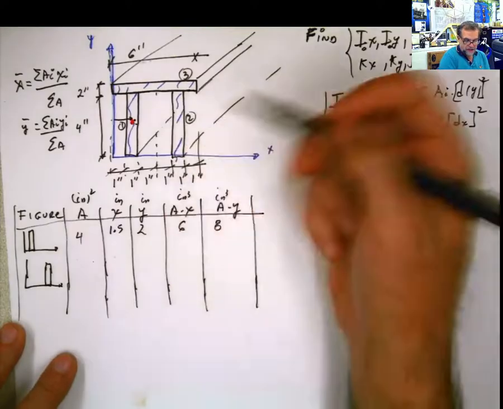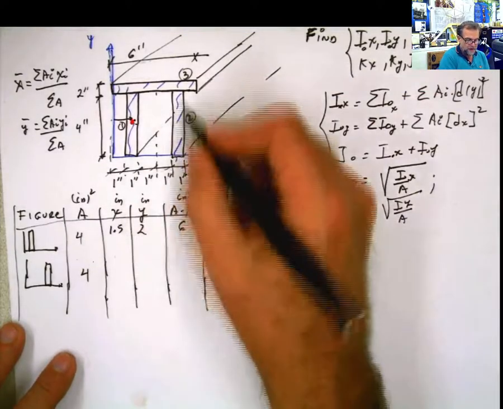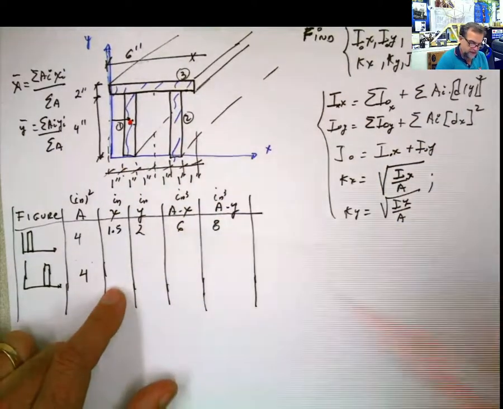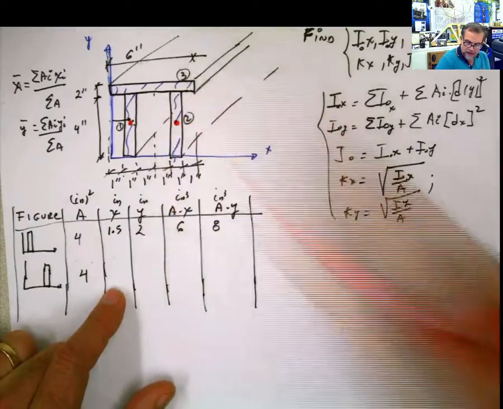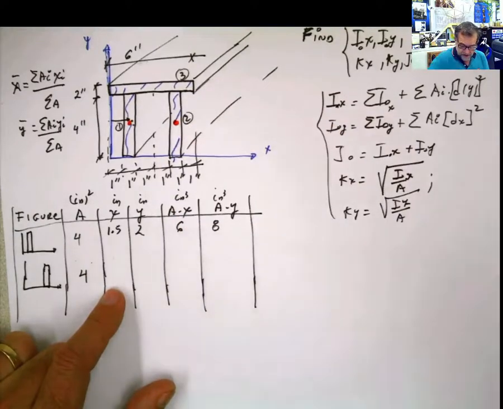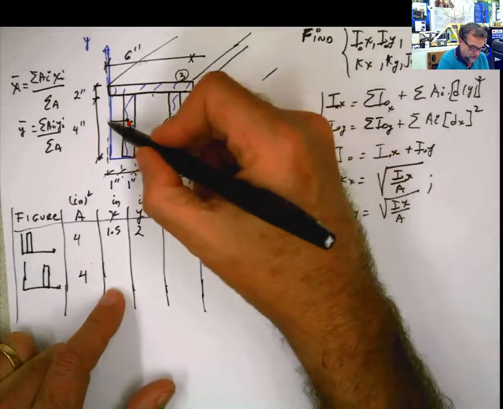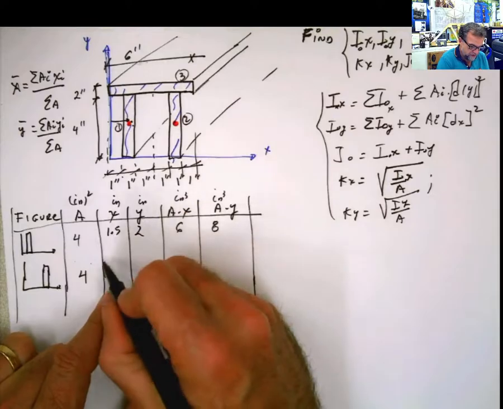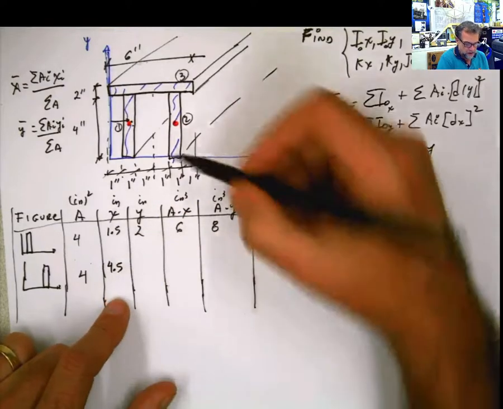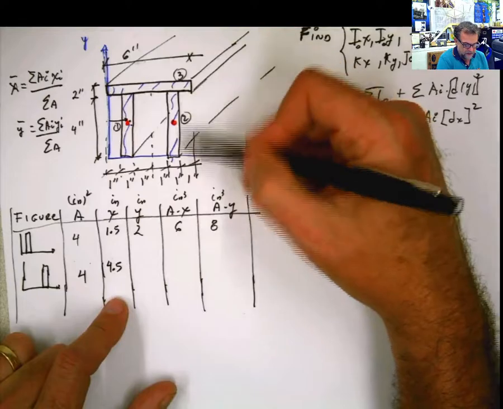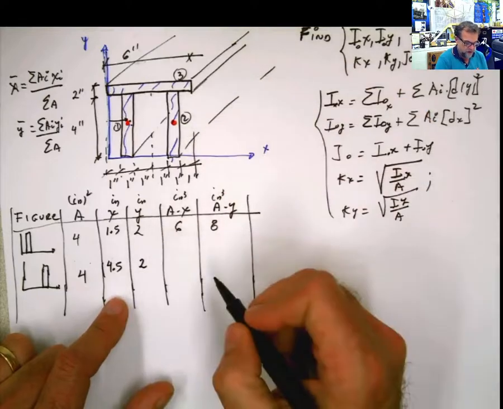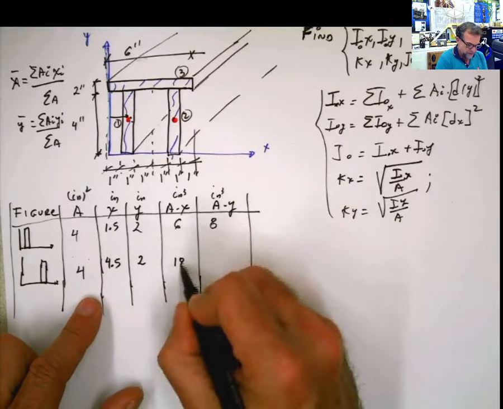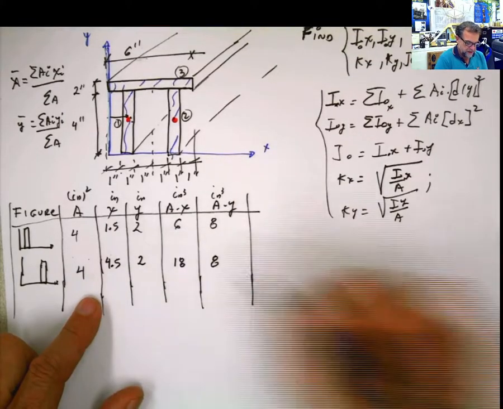What is the area? The same area. That's what I told you, we could combine it because it's symmetric. What is the x distance? Well, it's not 1.5, but the center is located here. So the x distance is the distance of this centroid measured from this axis. This is 1, 2, 3, 4, 4.5. And y is half of 4, which is 2, and it's going to be here. So 4 times 4.5 is 18, and 4 times 2 is 8.